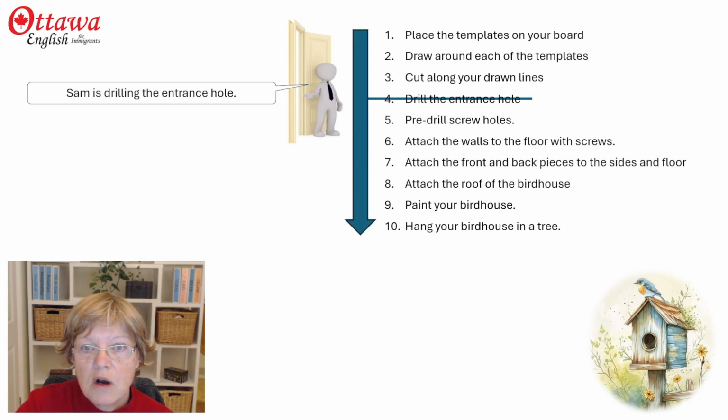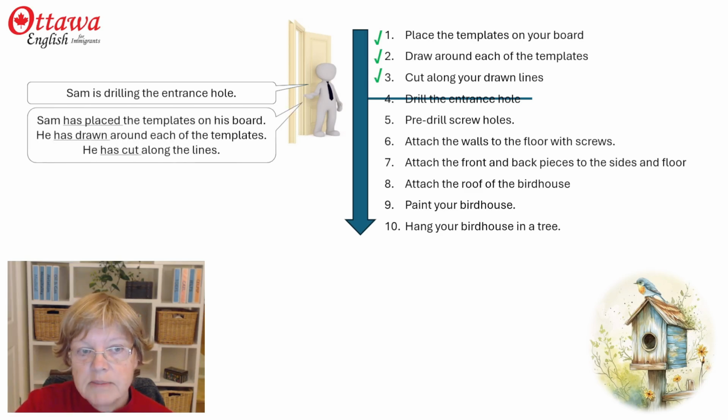But in terms of the unfinished time of making this birdhouse, we would have to refer to these things that we didn't see, numbers 1, 2, and 3, by saying that Sam has placed the templates on his board, he has drawn around each of the templates, and he has cut along the lines. So he has already placed the templates on his board. Okay? But you don't have to say already, because has placed communicates that the action is finished, but the time is not finished.